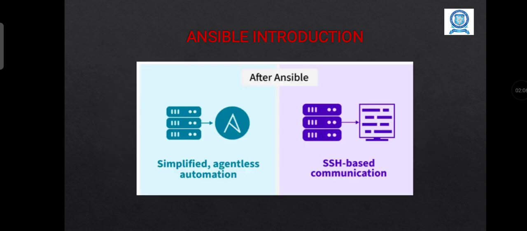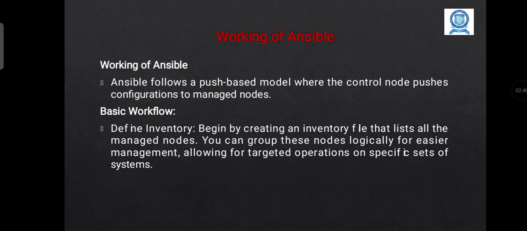Before Ansible, the communication between the remote nodes and the common admin node was performed in a simplified manner and agentless automation was happening. But after the arrival of Ansible, secure shell protocol based communication can be established, so that secure connections are implemented between the Ansible node and the remote managed nodes. Ansible follows a push-based model where the control node pushes configurations to the managed nodes.